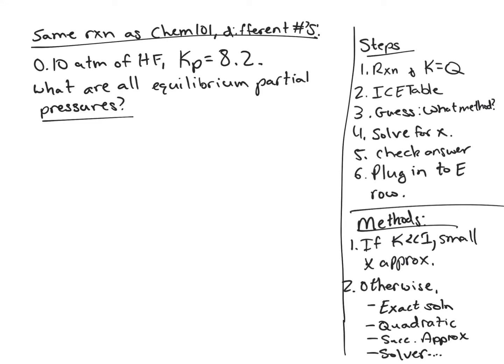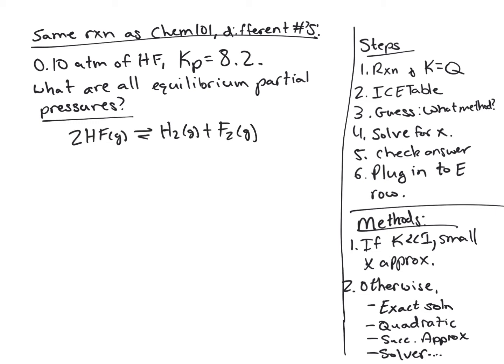Okay, so here's an example using that exact same reaction as the Chem 101 problem, but slightly different numbers. So let's take a look. We have 0.1 atmospheres of HF and Kp equals 8.2, and we want to know what all the equilibrium partial pressures are given the reaction 2HF goes to H2 plus F2 is going on in this container.